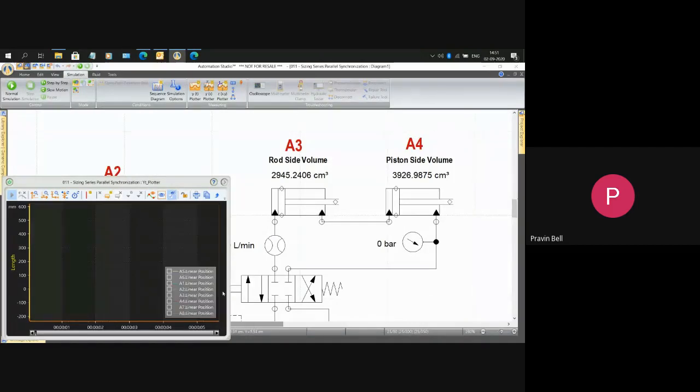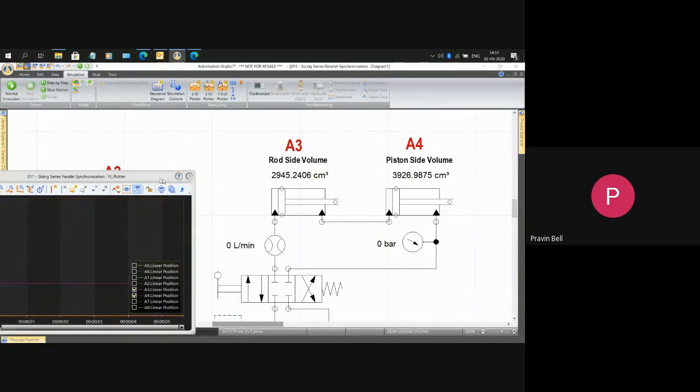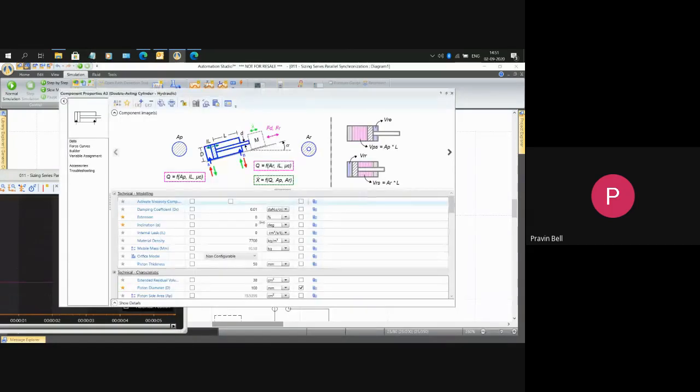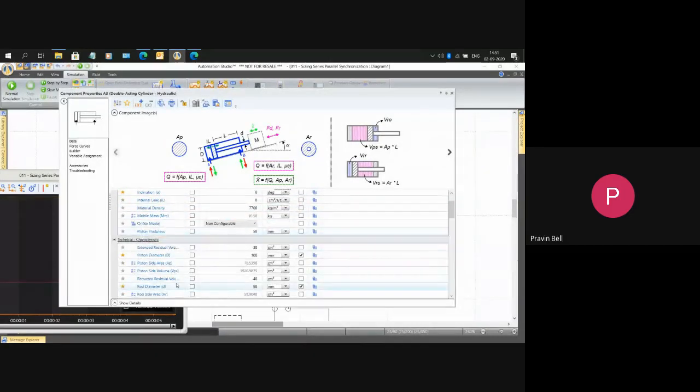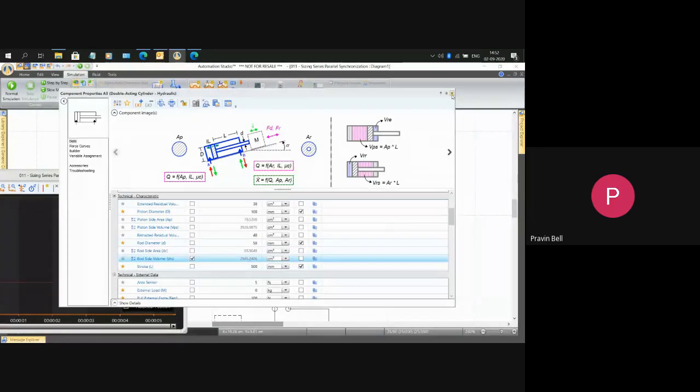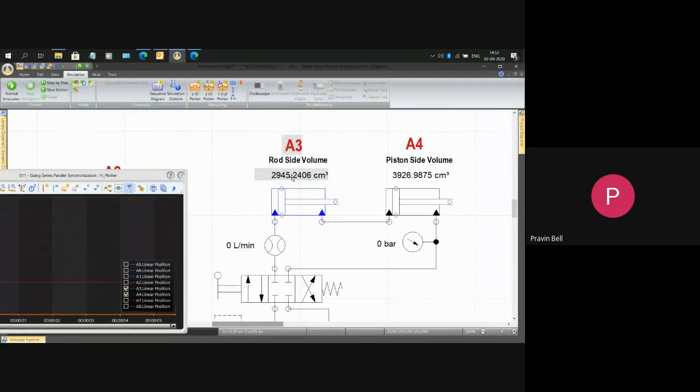And in this case, the sizing module comes in very, very handy. I'll show you how to do this. It is done in 2-3 easy steps. I go to my first cylinder here, and in this cylinder, I note down my rod side volume. Where is the rod side volume here? Rod side volume is 2945. Note down this volume, 2945.